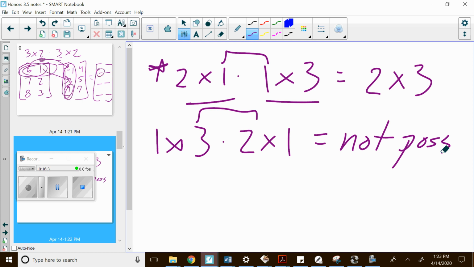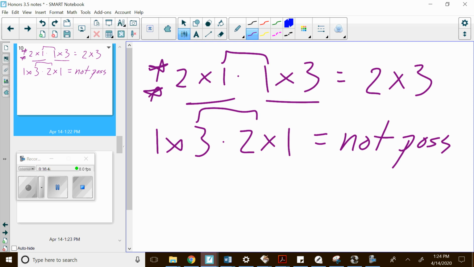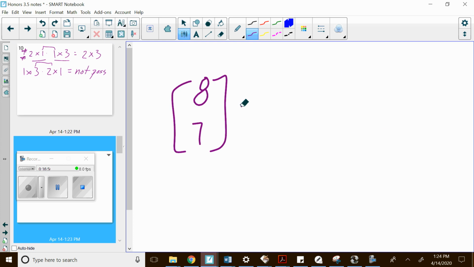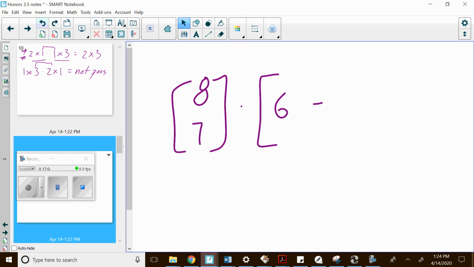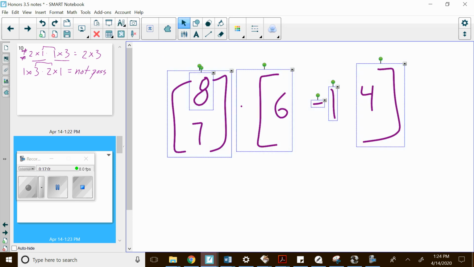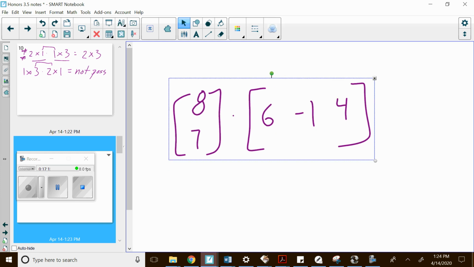But let's take a 2 by 1 times a 1 by 3 for a minute. So 2 rows, 1 column would look like this, 8, 7. Now, 1 row, 3 columns would be more of a horizontal thing. Let's take it times 6, -1, 4. I'm going to make this a little bit smaller for us. All right. We already know we saw last page that we could do this.